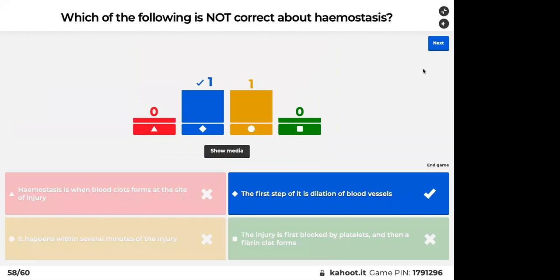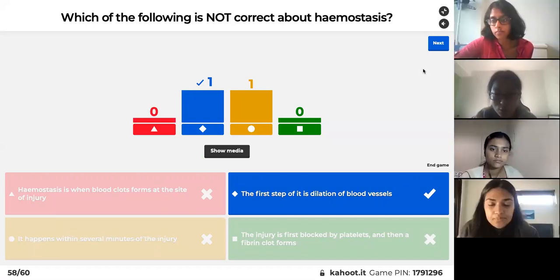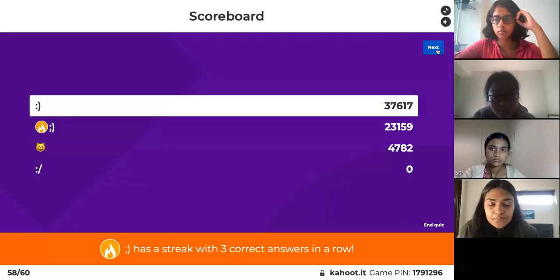Yep, well done. So for the blue one, instead of dilation of blood vessels, for hemostasis, what happens is the blood vessels constrict, so vasoconstriction, so that the blood flow basically slows down, and it is easier to form a platelet plug, and then for the fibrin clot to form as well.